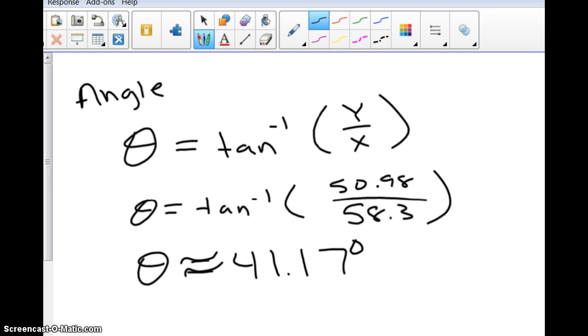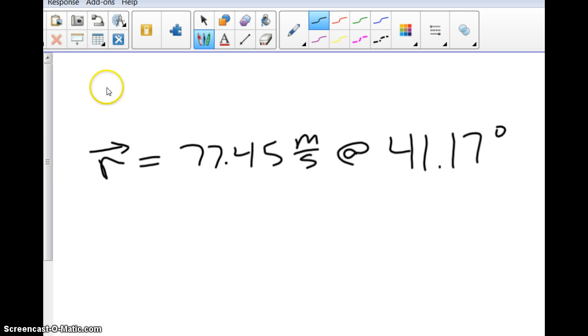So when we come together to get our resultant, we find that the resultant is 77.45 meters per second. Again, that's roughly. I don't know, you're going to have to see your notes how they want the rounding to be. And it is at 41.17 degrees, which makes sense because when we started this equation, we were in quadrant 1. So we want an angle and a degree that's going to be in quadrant 1.